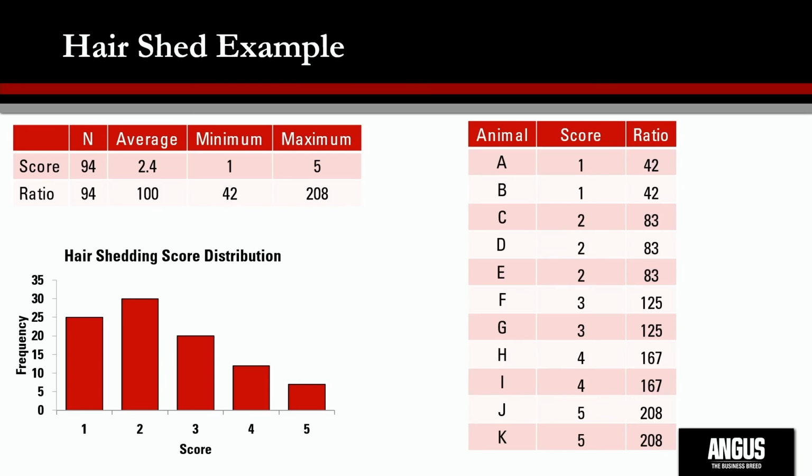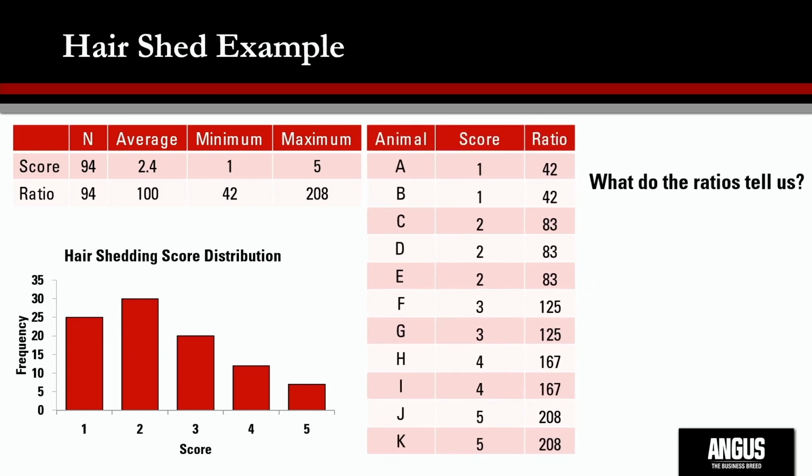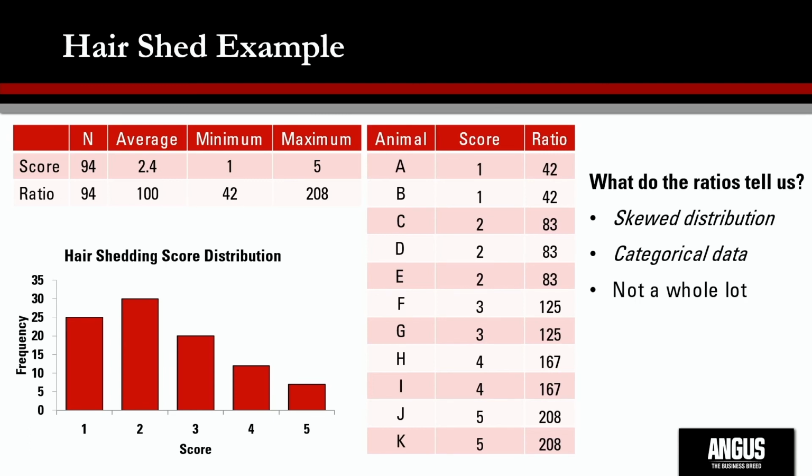We look again at the individual animals in the group. Animals A and B both scored a 1, and so we're going to see that minimum ratio of 42 there. If we look at N, and we look at J and K that both scored a 5 for hair shedding, we see that ratio of 208. So again, with categorical data and skewed distributions, we start to see these extreme values that are really nonsensical. So again, what do these ratios tell us whenever we have categorical data? Well, we've got a skewed distribution and categorical data. So again, it comes back to not a whole lot, and it doesn't really add value.